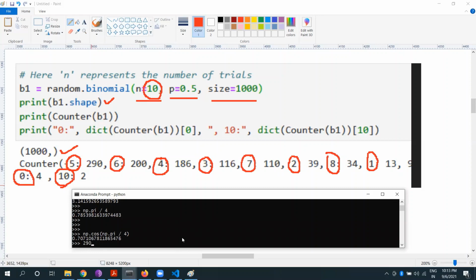These numbers, 290 plus 200 plus the rest, will equal 1000. So size tells how many elements you want. The shape of b1 is 1000, and this determines the kind of output you would get, how many successes is the right term. The number of successes in the first experiment is 5, in the second experiment is 6, in the next experiment is 4, and so on.